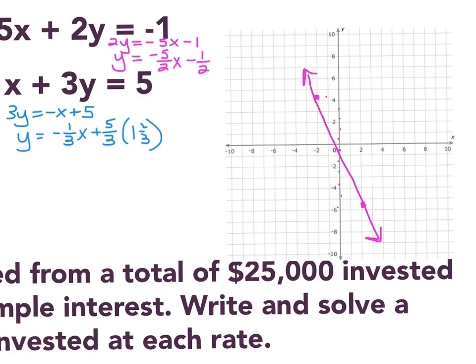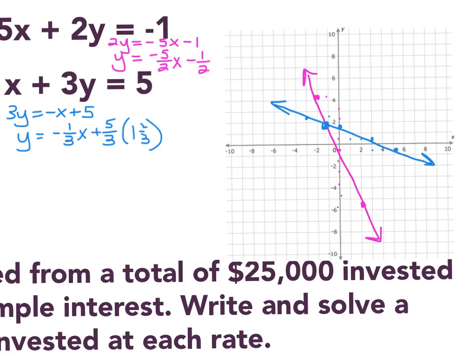And then go in and do the second one. So positive 1 2/3 is about there. And down 1 and to the right 3. Down 1 and right 3. Down 1 and right 3. Or up 1 and left 3. And this time it appears as though they cross right here.